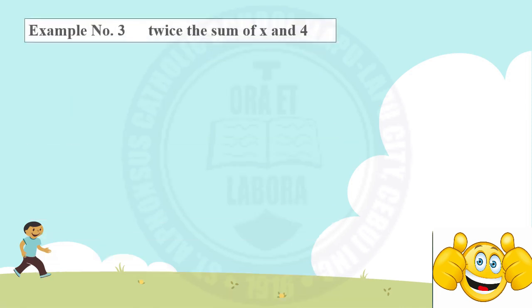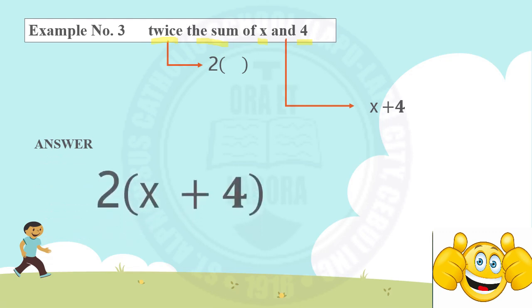Example number 3. Twice the sum of x and 4. Twice, then the sum of x and 4. So first, twice means to multiply to what number? x plus 4, because it is the sum of x and 4. Answer: 2 times x plus 4, or 2 quantity x plus 4.